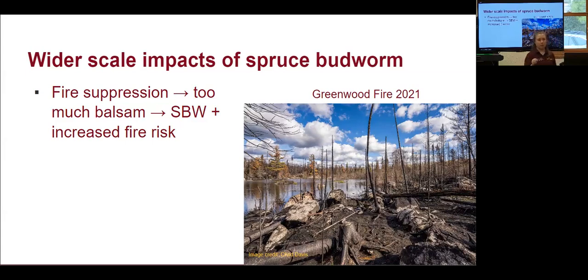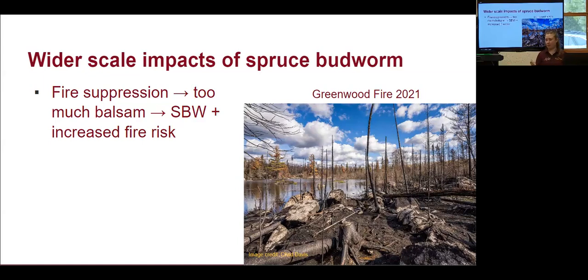And this is because balsam fir is typically a species that would be burnt off during wildfires. And wildfire is a natural part of our landscape, but we have been suppressing wildfires in the last couple hundred years. And so this has led to that buildup of balsam fir on our landscape, which compounds with spruce budworm because there's so much fir to eat. So spruce budworm eats all that balsam fir, leading to widespread dead balsam fir on our landscape.